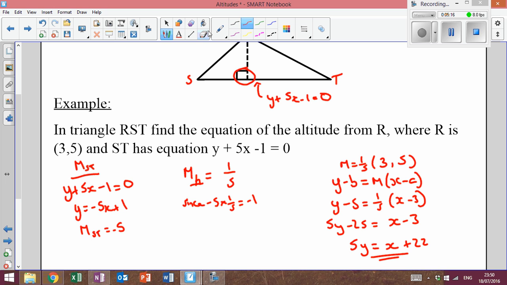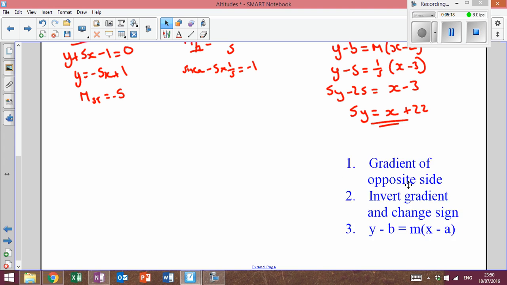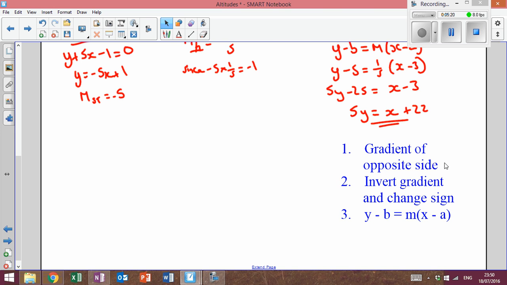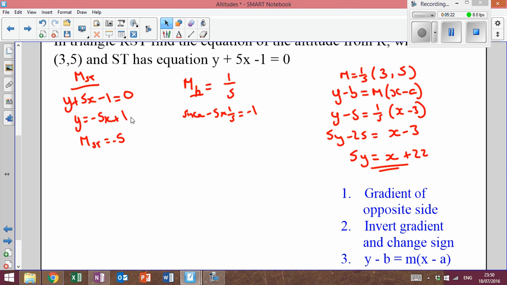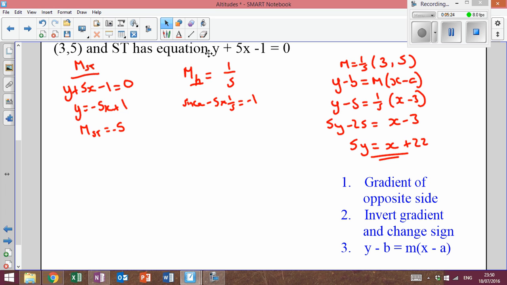And again, I'm going to give you a wee recipe. There's the recipe if you want to copy that down as well. You need the gradient of the opposite side, like we've done here. You need to invert the gradient and change the sign to get the perpendicular gradient, the one of the altitude, and then you're just using the equation of a straight line. Nothing new, just pulling together some stuff into a new idea.